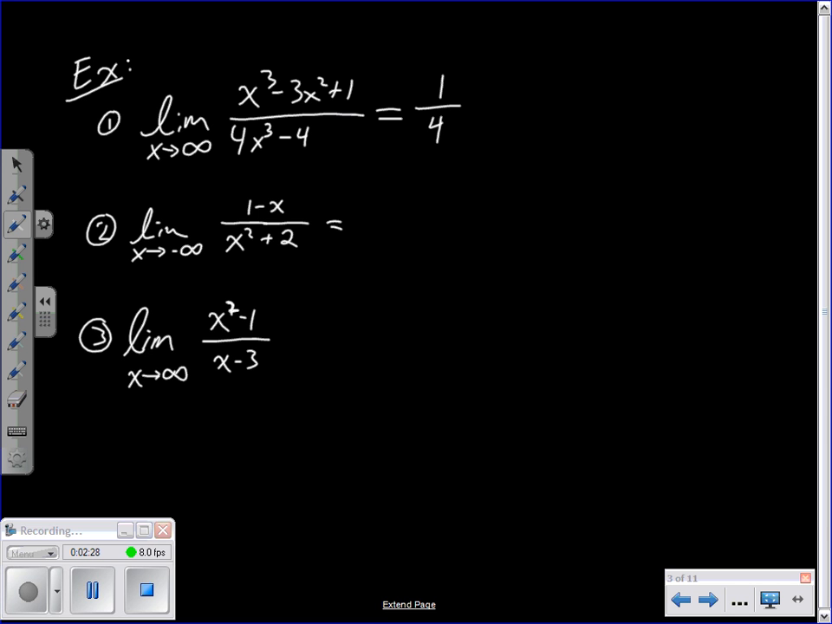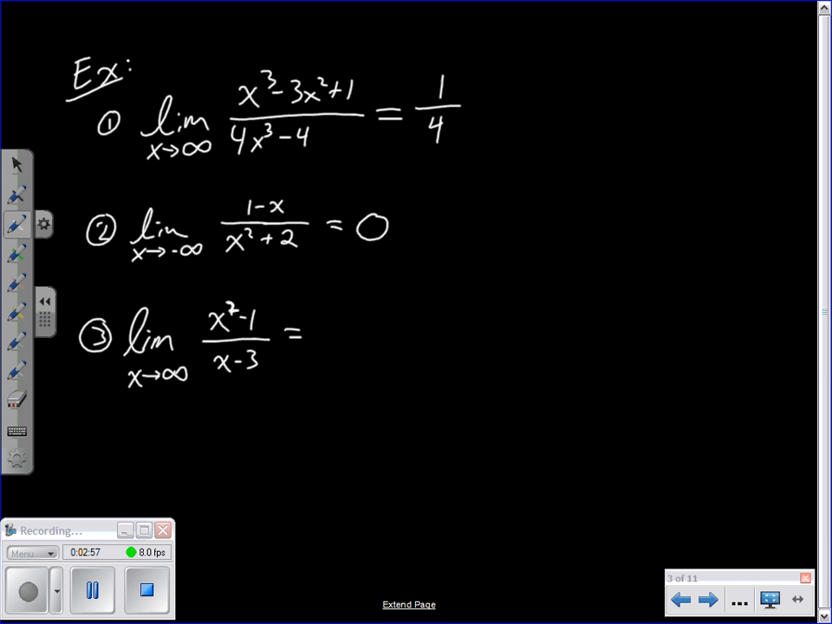If you look at the second example, I have the limit as x approaches negative infinity for a linear function, 1 minus x, in the top divided by a quadratic, x squared plus 2, in the bottom. The degree in the numerator is 1. The degree in the denominator is 2. So what that means is my horizontal asymptote is located at 0, so my limit as I approach negative infinity is also going to be 0. Notice the degree in the numerator is less than the degree in the denominator.